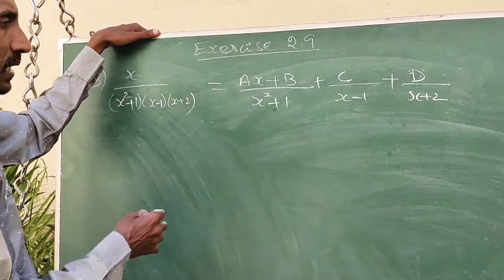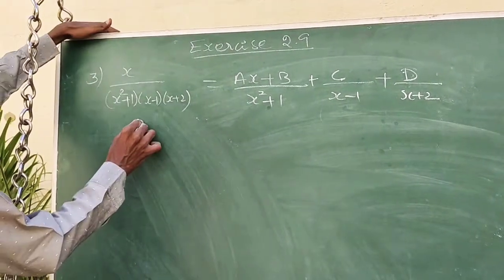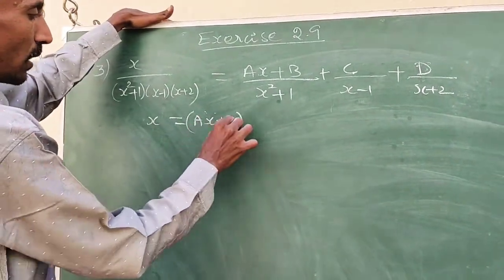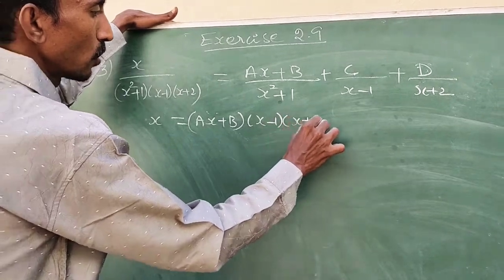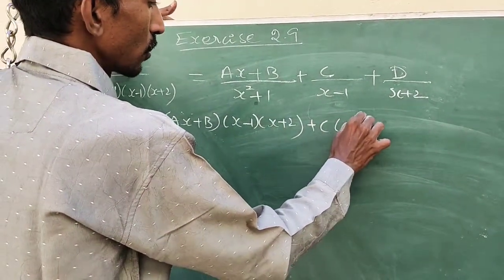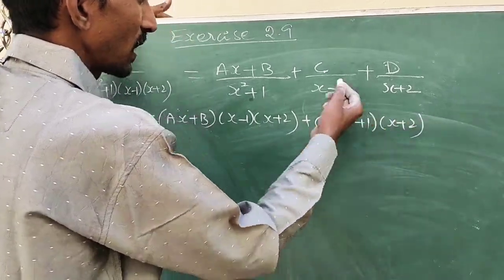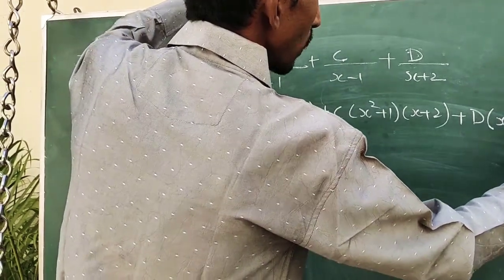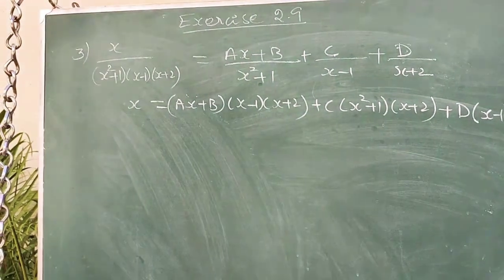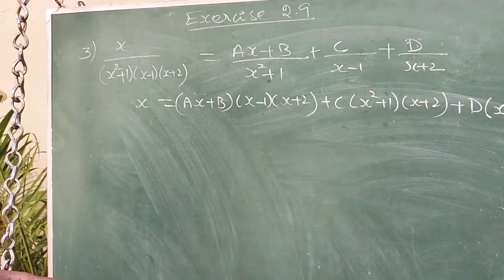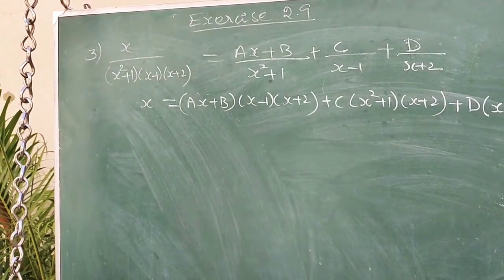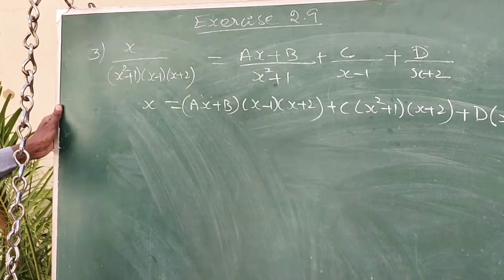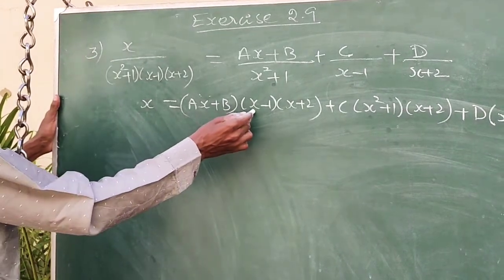Okay, now as like that take the LCM, so x equal to ax plus b into x minus 1 into x plus 2 plus c into x square plus 1 into x plus 2, the remaining terms d into x minus 1 into x square plus 1. Okay, so now our aim is to eliminate the constants.